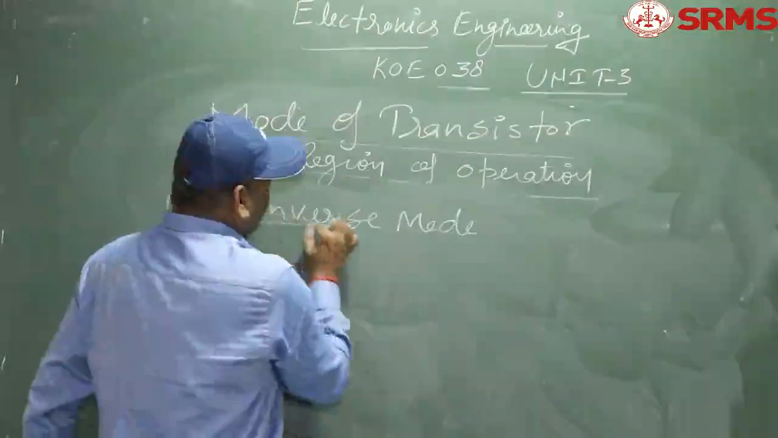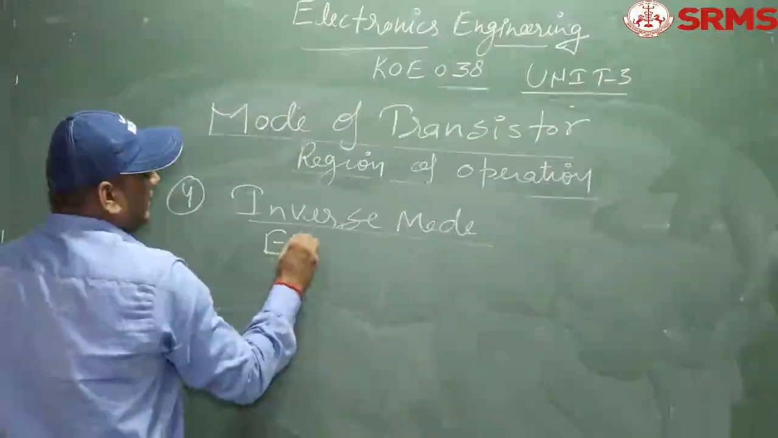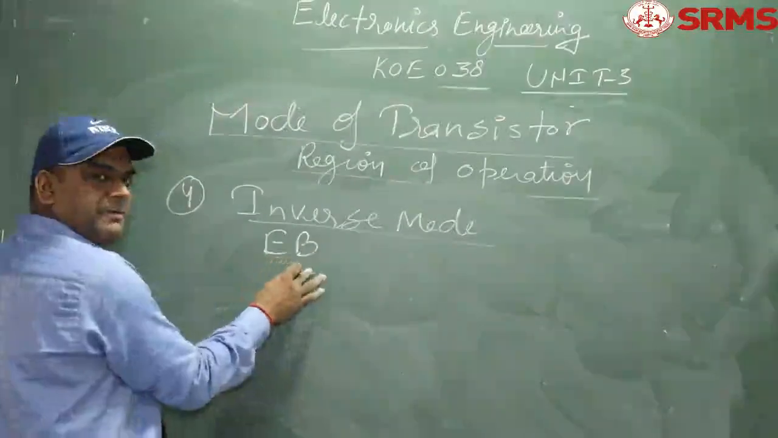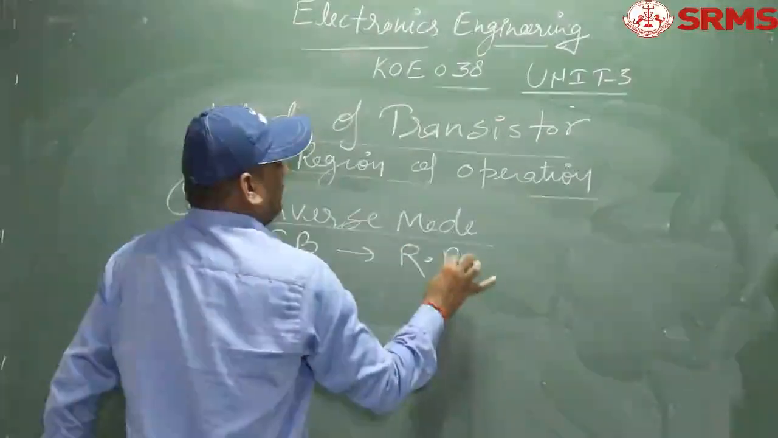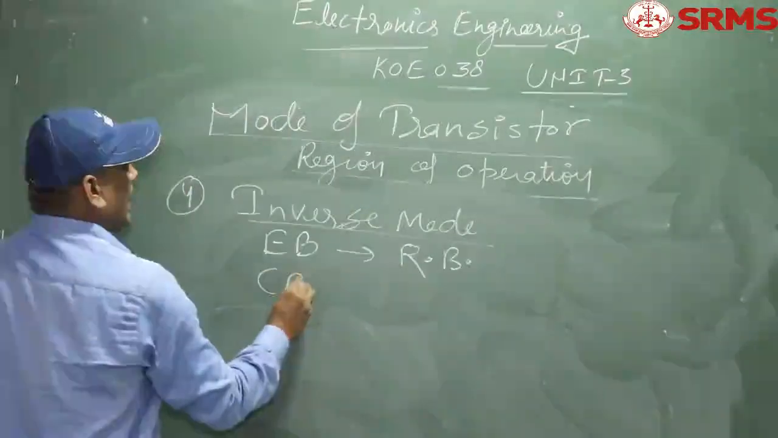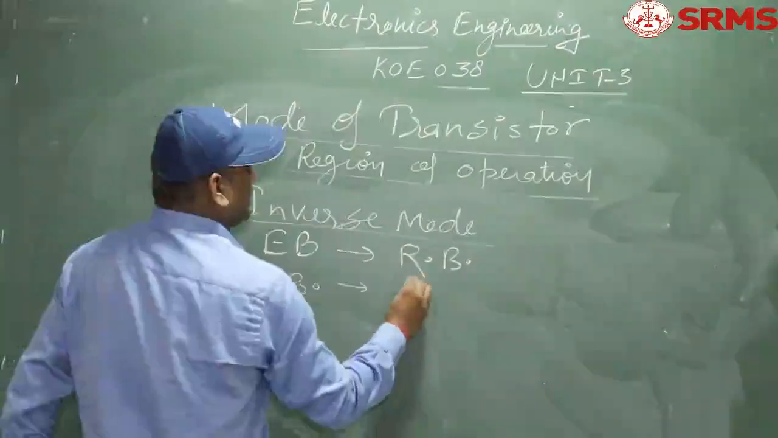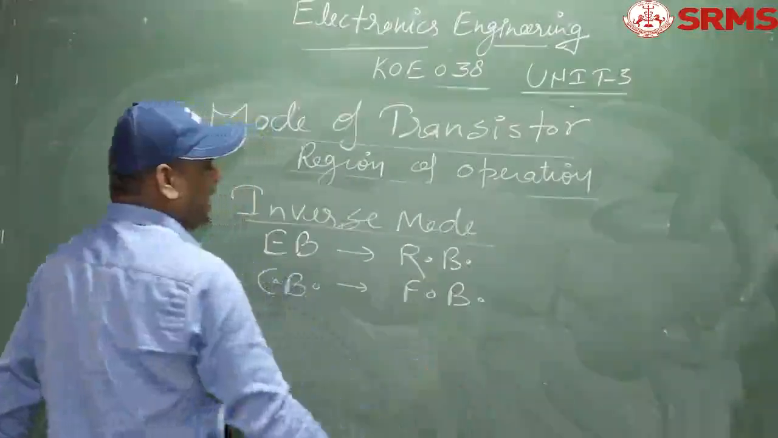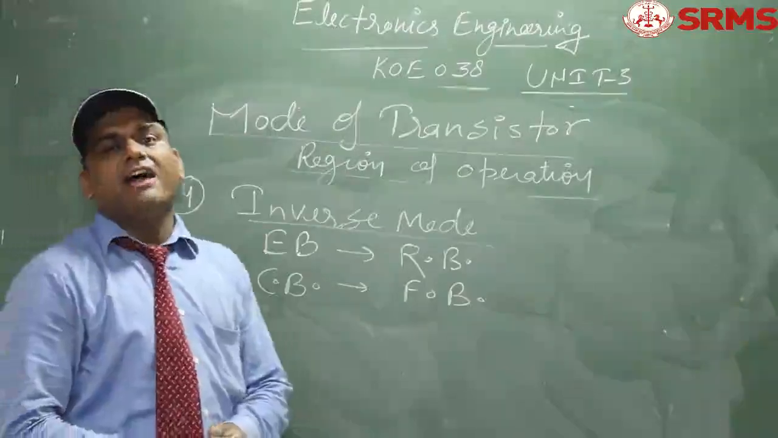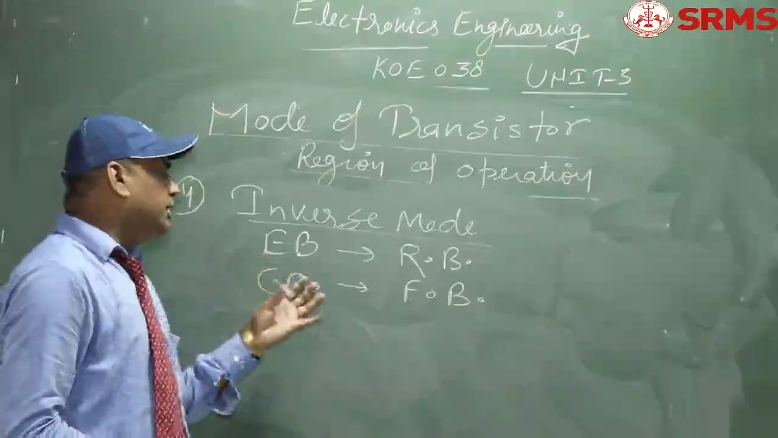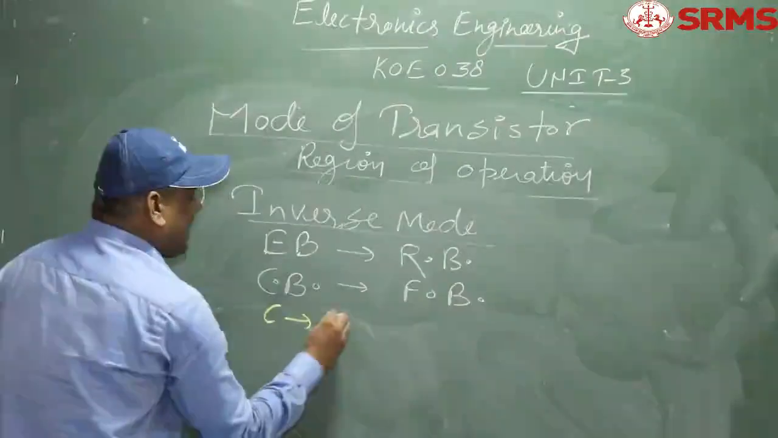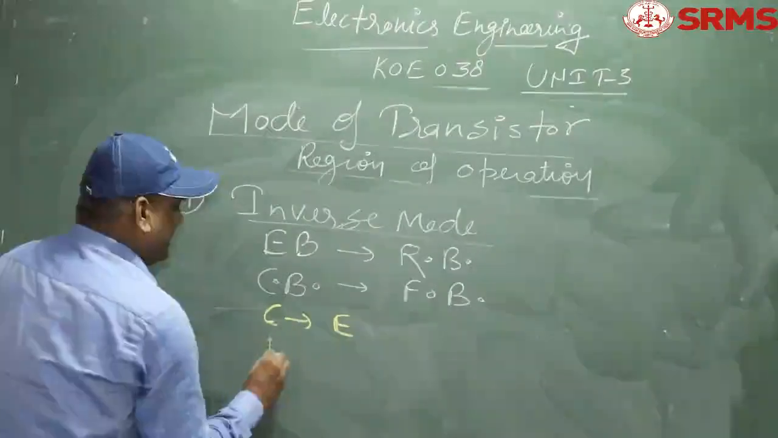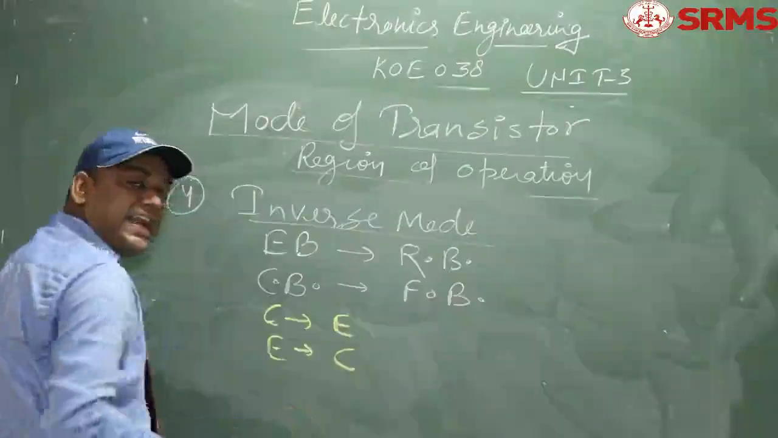Inverse mode. In the inverse mode, the emitter base junction is reverse biased and the collector base junction is forward biased. For the BJT, we will never use such a mode. Why? Because in this mode, the collector behaves like an emitter and the emitter behaves like a collector.